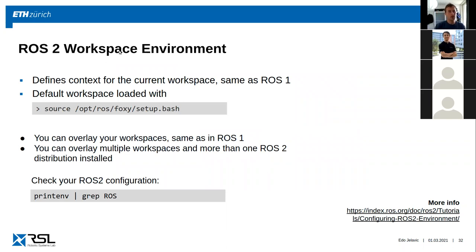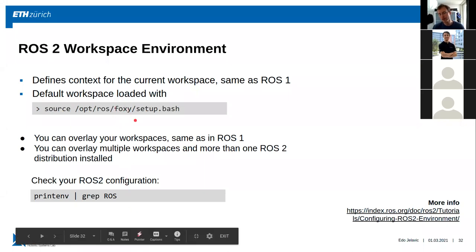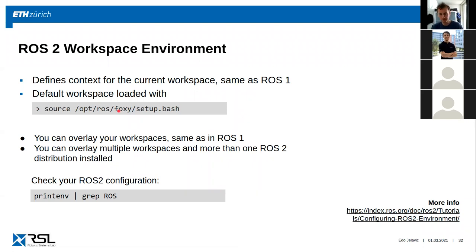Same as in ROS1, there's also a notion of workspace. So you have a current context that you are working with. And then again, you just do this by sourcing the right script, which, as in ROS1, is located in opt/ros, and then you have the right distribution, which for our case is now Foxy Fitzroy. If you were to source ROS1 here instead of Foxy, you would simply put Noetic or Melodic or whatever. You can also overlay multiple of these workspaces, which is the same as ROS1. And you can also have both ROS1 and ROS2 distributions installed and overlaid, which is what we will see when we try to run the ROS1 bridge.